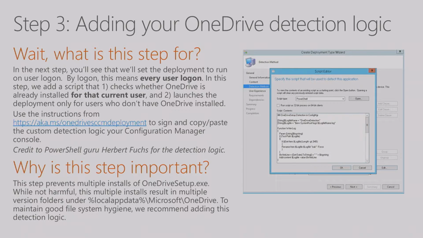And you can literally just go to aka.ms/OneDrive SCCM deployment, and you can copy and paste the custom deployment script into your own SCCM deployments. So this step is pretty important in that it prevents multiple installs of the OneDrive Sync client. Now, if you remember back in my little mini demo, I had a bunch of different version folders. Every time OneDrive installs, it's going to create a new version folder. And it's perfectly fine. It's not a problem. But just to promote good file system hygiene, we recommend that you add this step.